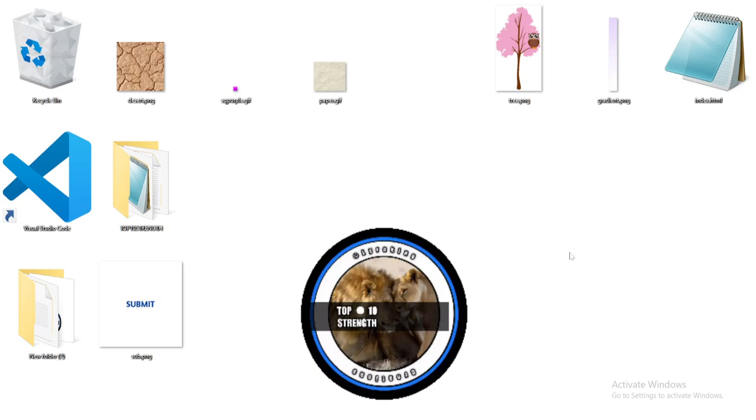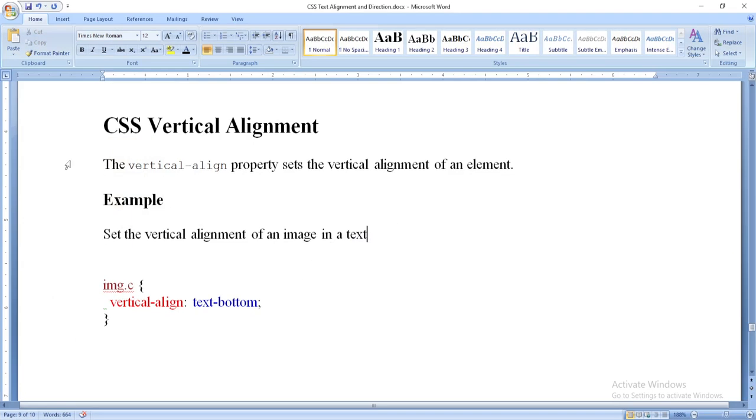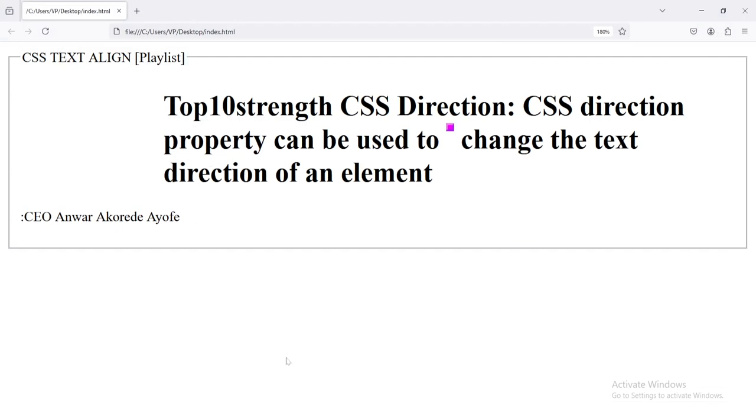Welcome back everyone. Quickly, let's continue our discussion on CSS vertical alignment. Right now, we'll be discussing the CSS vertical alignment, specifically because we are still on CSS text alignment and text direction. So, how can we specify the vertical alignment property? When we specify the vertical alignment property, it sets the vertical alignment of an element, such as an image in a text.